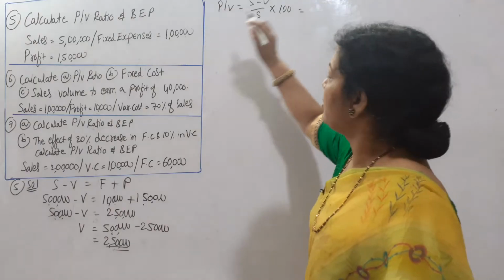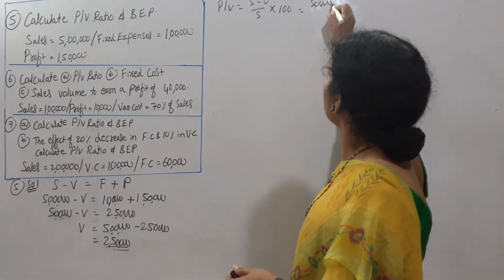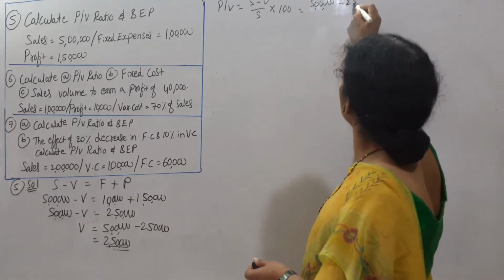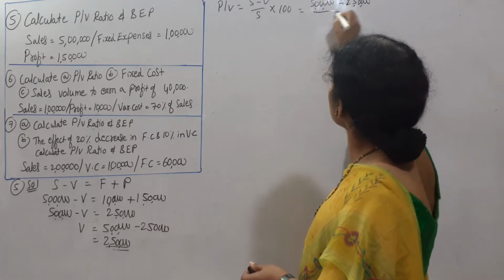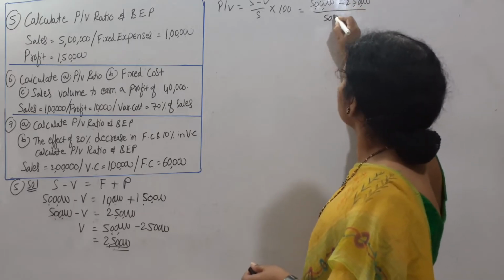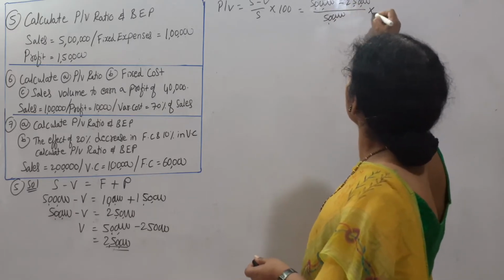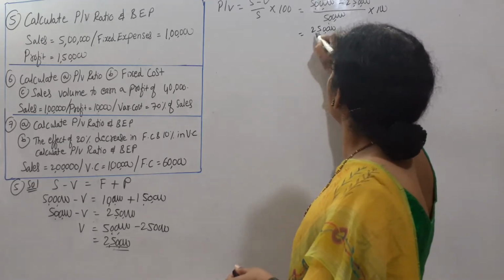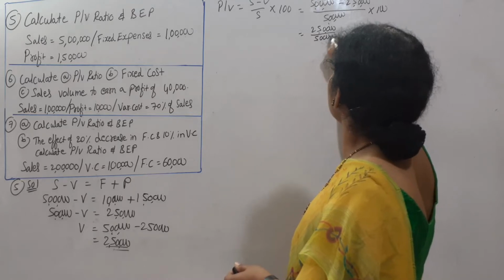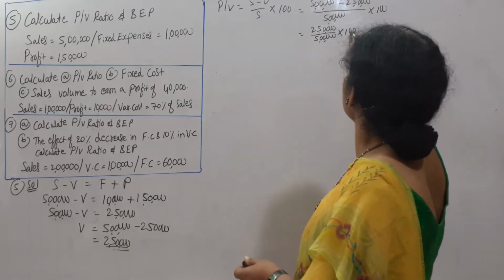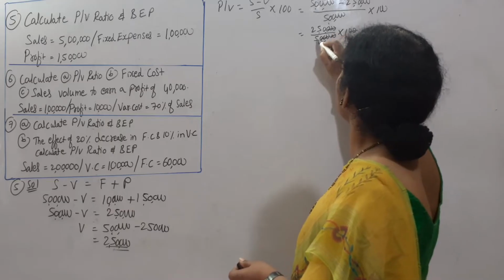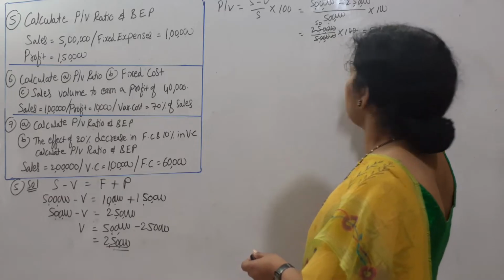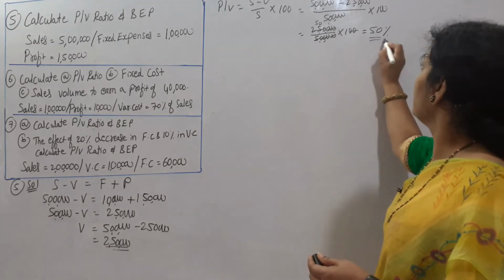S is here 5 lakh. 5 lakh minus variable cost, just now we got it, 2,50,000. S minus V by S means once again 5 lakh into 100. This is 2,50,000 by 5 lakh into 100. This is 50%. PV ratio is 50% you got. Okay. So this is over.